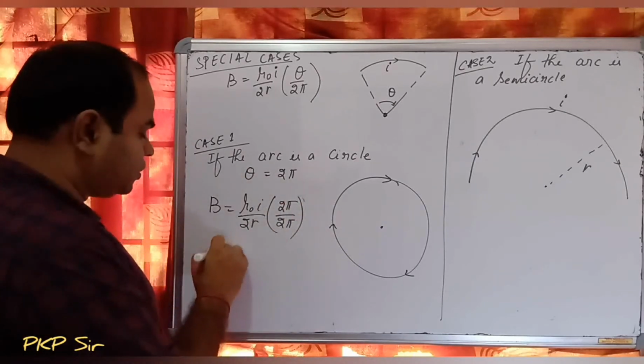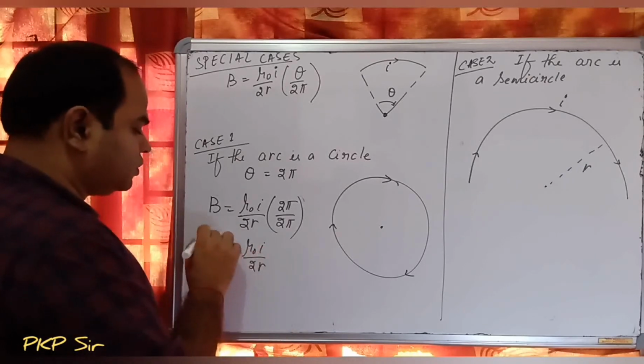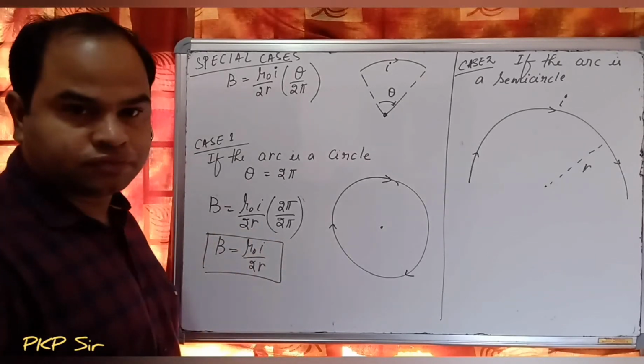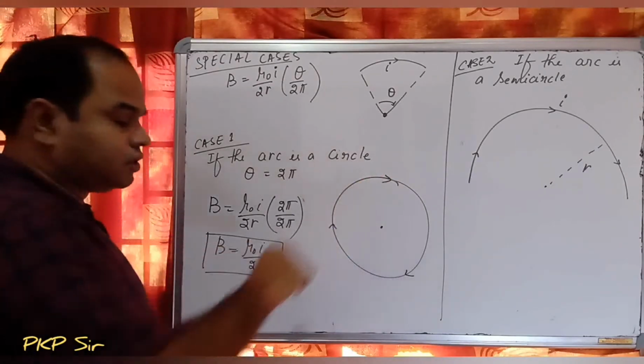So B will be mu naught I by 2r. I was deriving this. Okay? What is the direction? The current is also clockwise, so the direction is inward.